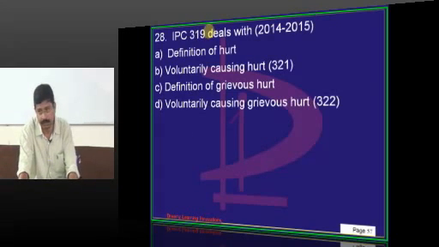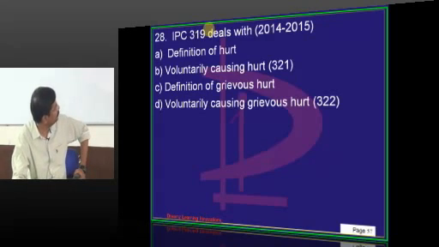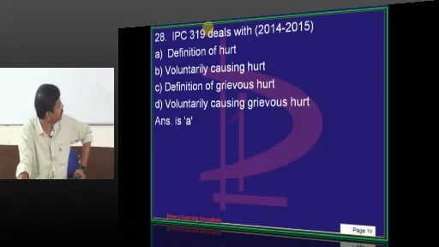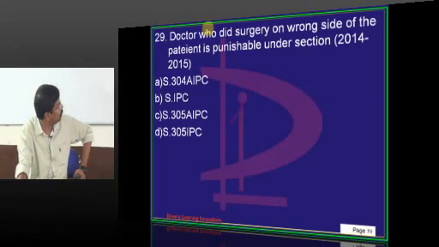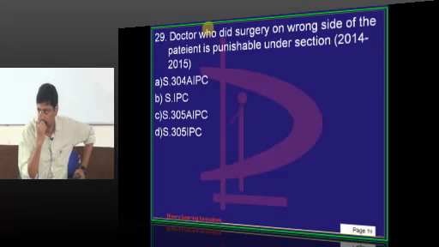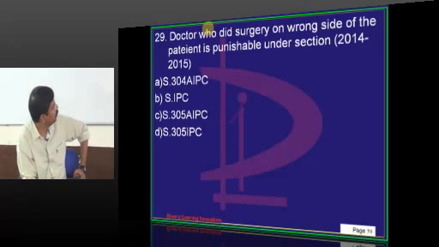319 deals with the definition of hurt; 320 is the definition of grievous hurt; 321 is voluntarily causing hurt, and 322 is voluntarily causing grievous hurt. Definition of hurt. A doctor who did surgery on the wrong side of the patient is punishable under section 304A.